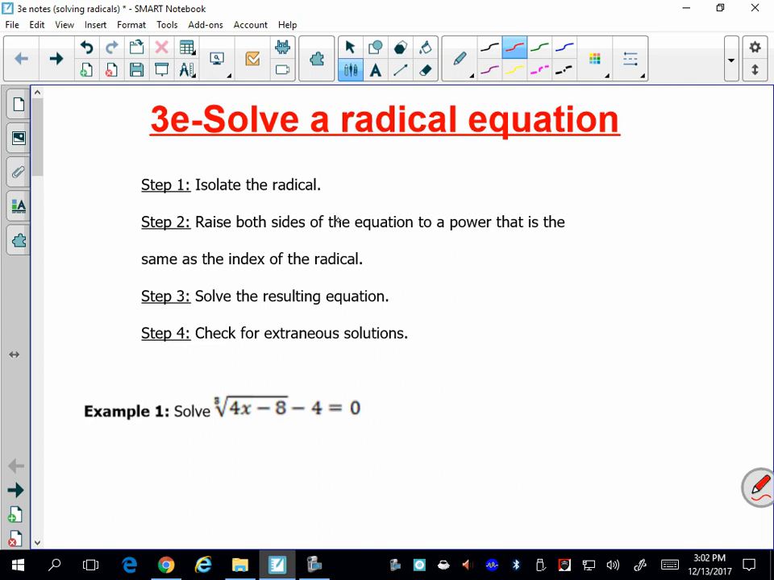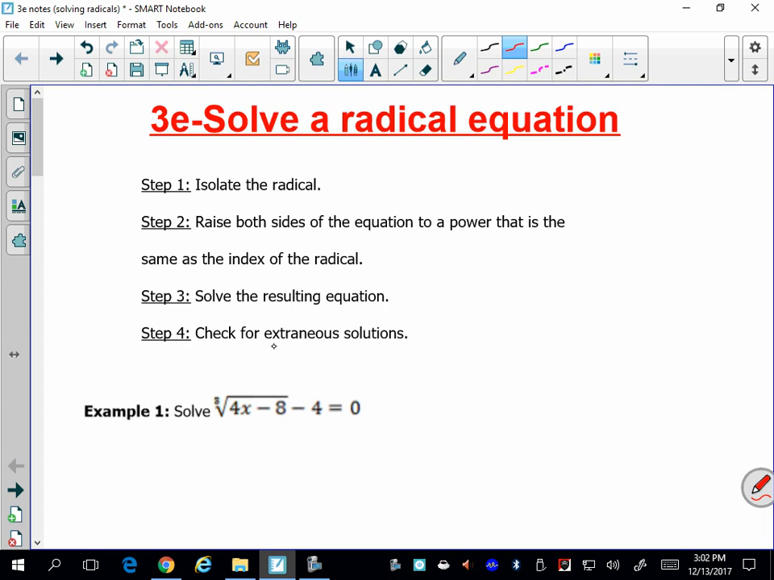Then you raise both sides of the equation to a power that is the same as the index of the radical. So if it's a cube root, raise it to the third power. If it's a fourth root, raise it to the fourth power. If it's a square root, raise it to squared. Then you solve the resultant equation and check for extraneous solutions.